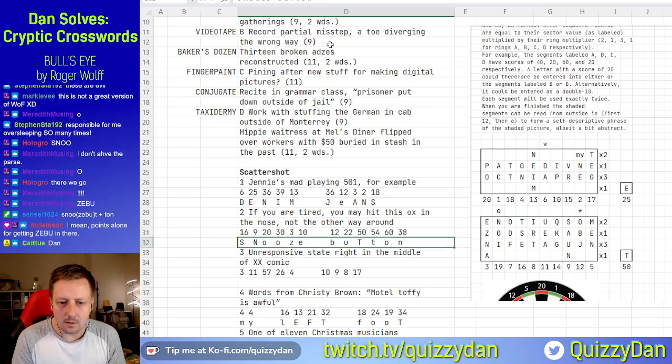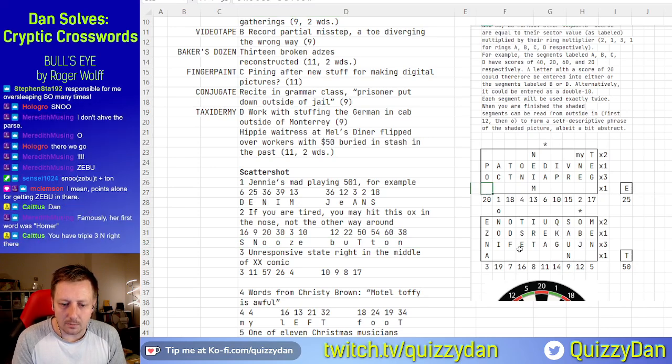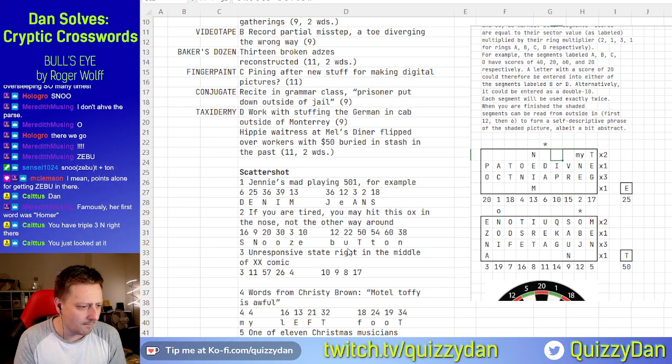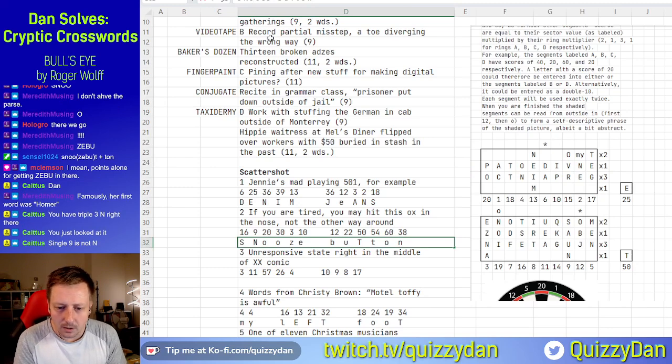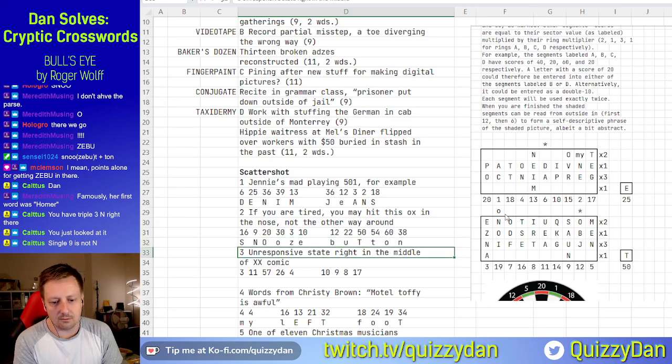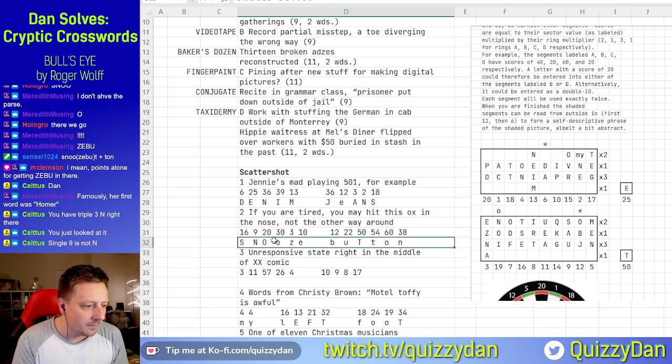The O for 20 could go there. Double 10 could go there. 30, triple 10, can't go there. So double 15 has to go double 15, doesn't it? So that is an O. I've already got a triple 3 N. Oh, sorry. Yes, you're quite right. I looked at the wrong thing. I will take out the single 9. And I've done the wrong O as well.